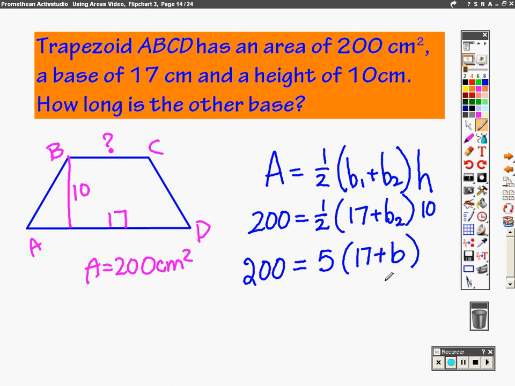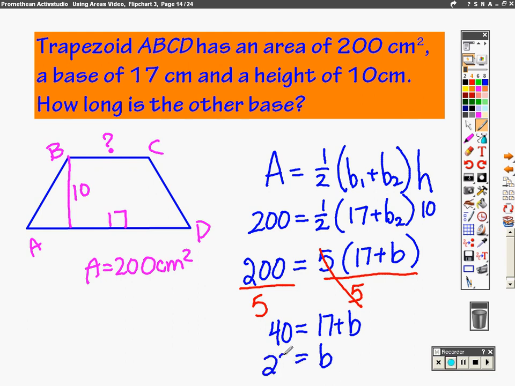Now we have a choice, Olivia. What do you think you want to do? You want to distribute out this 5 and deal with it later, or do you want to deal with it right now? Deal with it right now. Let's divide this bad boy by 5. And when we divide by 5, those 5s go away. They don't like each other, and we end up with 40 equals 17 plus base. And when we do a little bit of subtracting, it turns out that our base is 23. Oh, I didn't need a calculator for that. So here we have that our base is 23 bananas. No, just kidding. It's 23 centimeters.